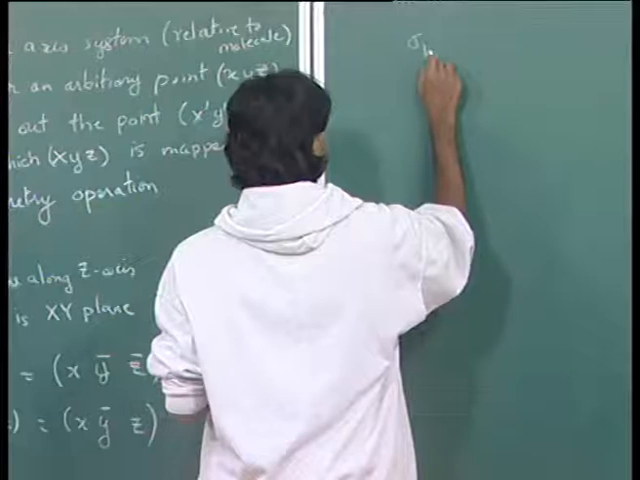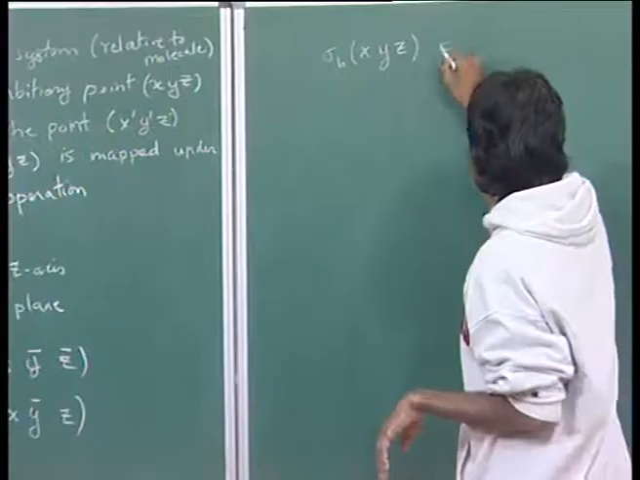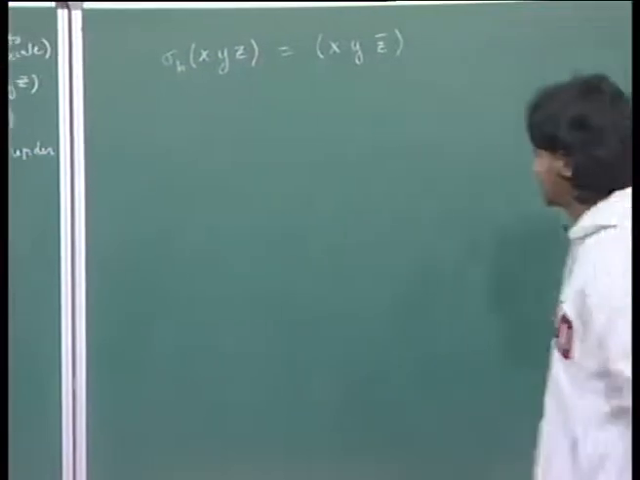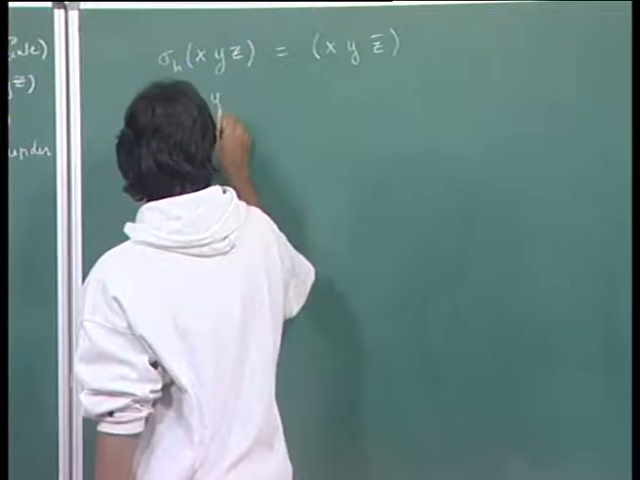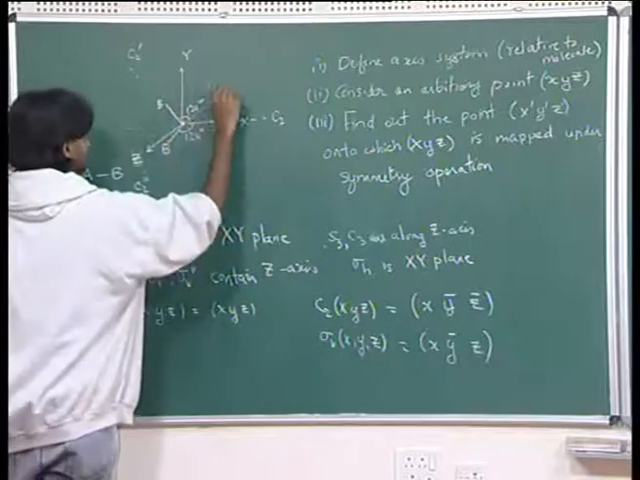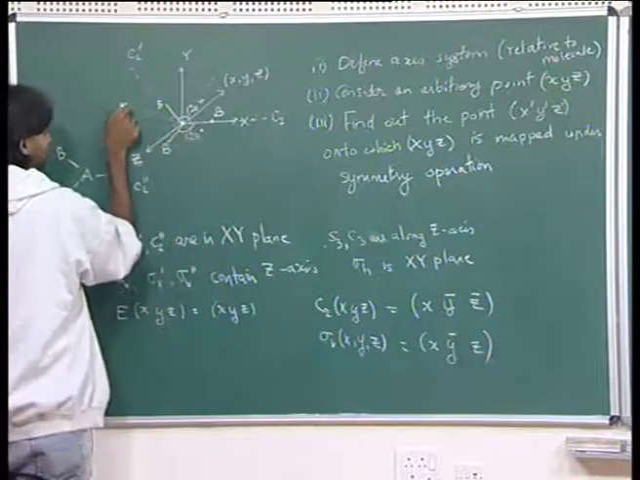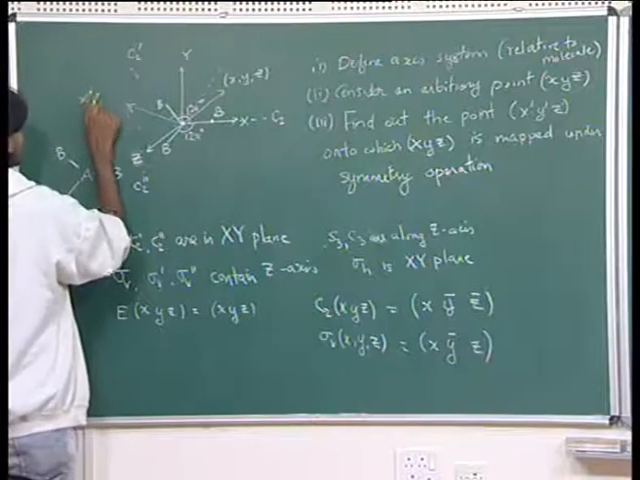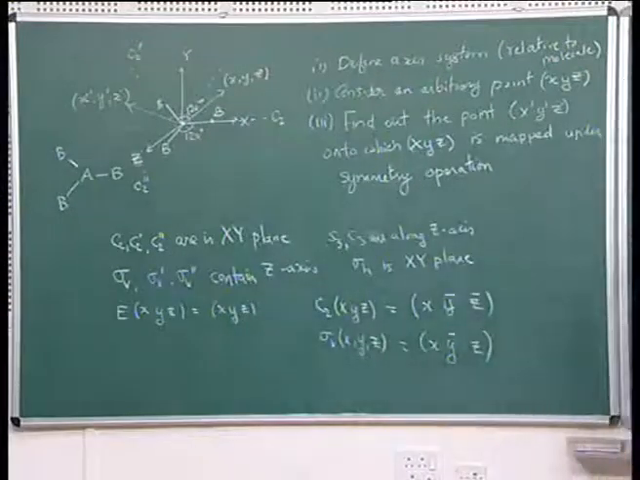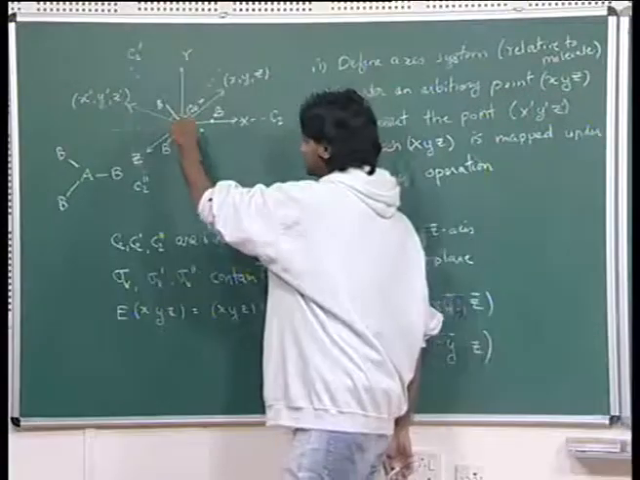What about sigma h? Sigma h is the xy plane, so sigma h will keep x and y the same and z will be mapped to minus z: x, y, z bar. What about C3 of x, y, z? This is also not very hard to calculate. This is a 120 degree rotation. Suppose you had an arbitrary point x, y, z that is rotated by 120 degrees about the z axis. It will come to some x prime, y prime, z prime, and you know the relation between x, y, z and x prime, y prime, z prime. You know that z prime is equal to z, since C3 is a rotation about the z axis, so the z coordinate will not change.